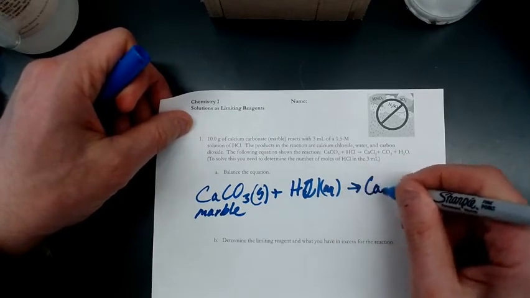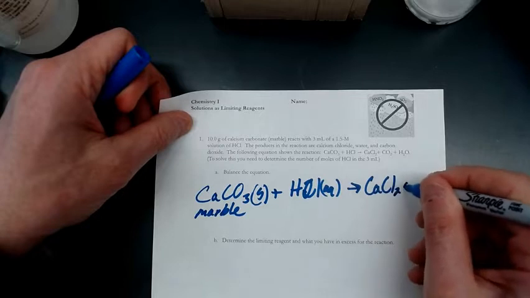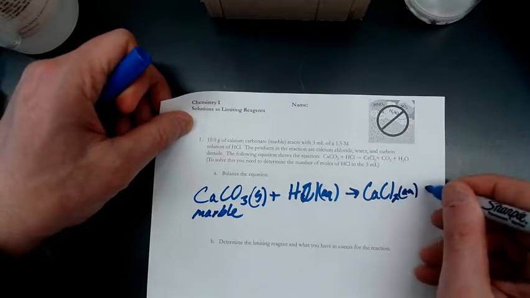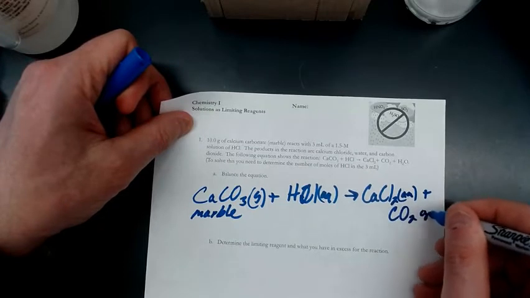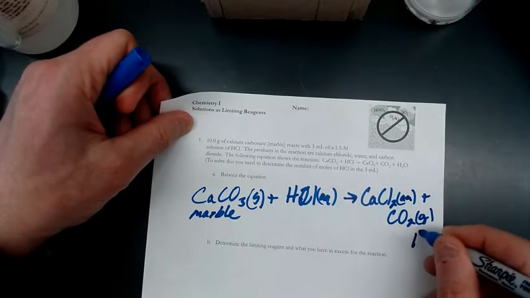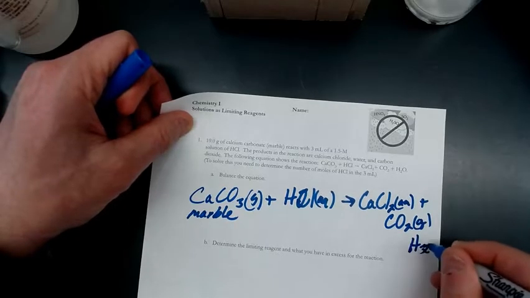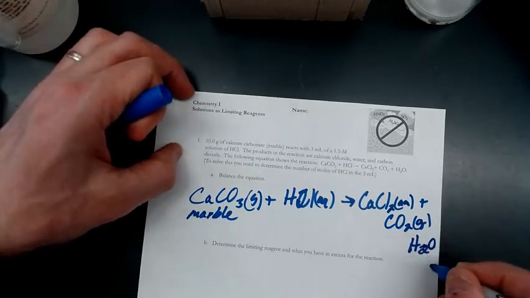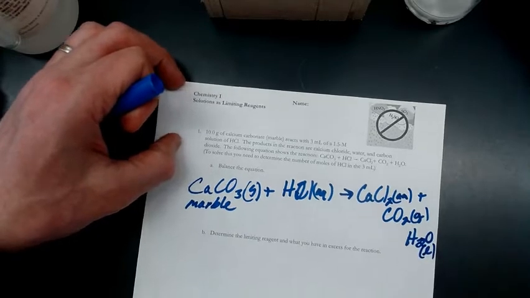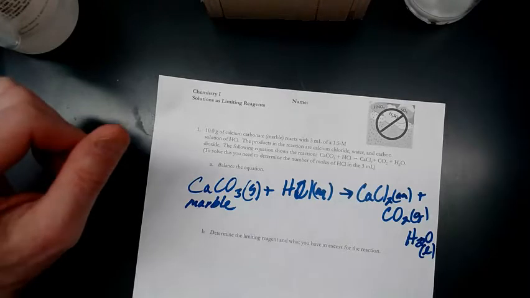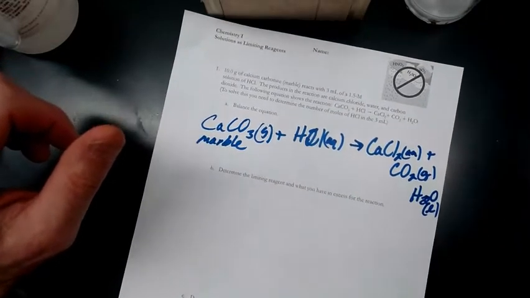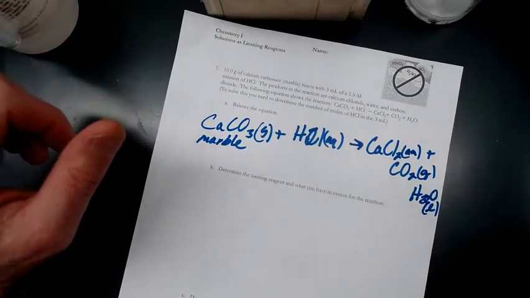It makes calcium chloride, which is aqueous. It makes carbon dioxide, which is a gas, G. And it also makes some water, H2O. And that's an L because it's liquid. Sorry, I had to squeeze everything in here. You know what I could do? I could do it on a big piece of paper. Like this. One more time.